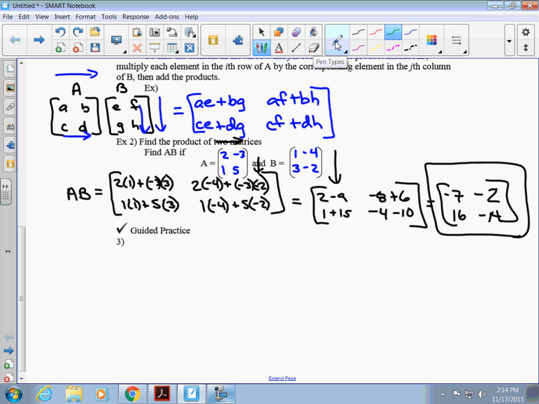Again, anytime that we're multiplying, we're going across in the first matrix. We're going to go the row times whatever the column is.